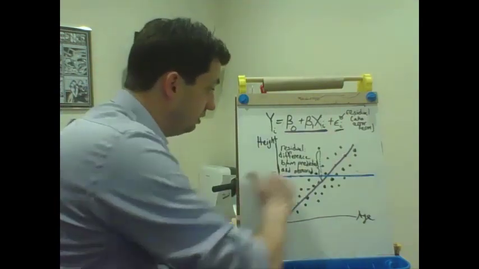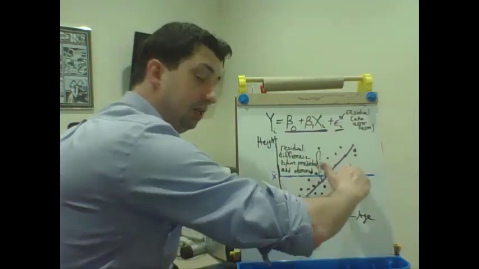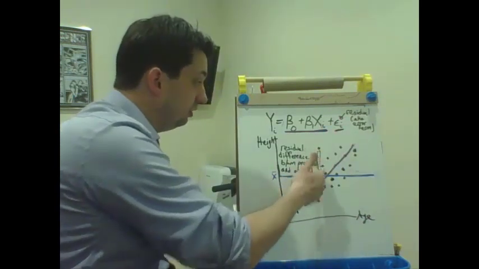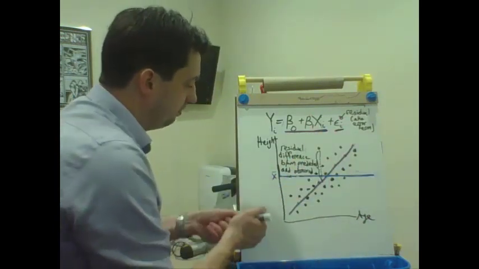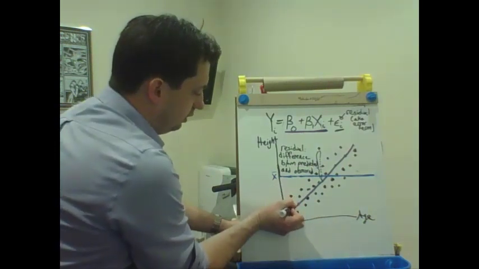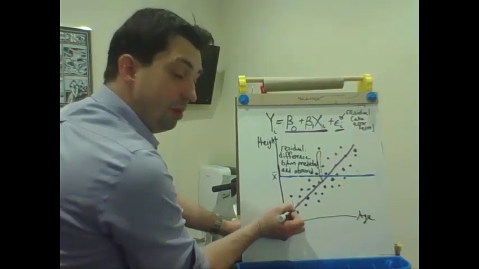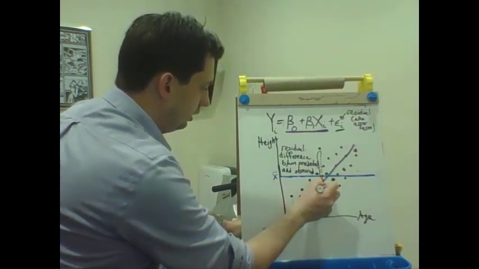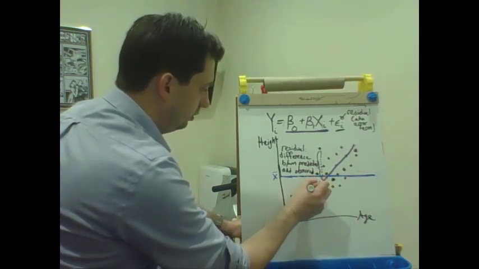Like, we figured out this one. You only knew this, you only knew blue. You figured out this much, but there's still this stuff we can't explain. That vertical distance between what we predict and what we observe.